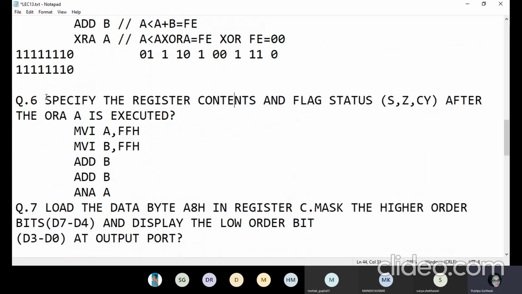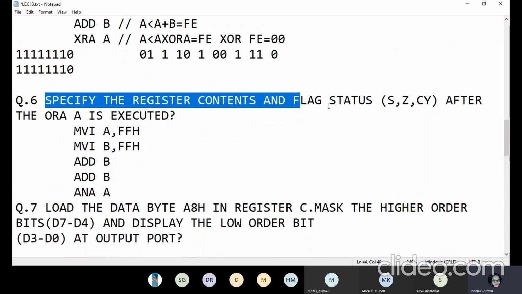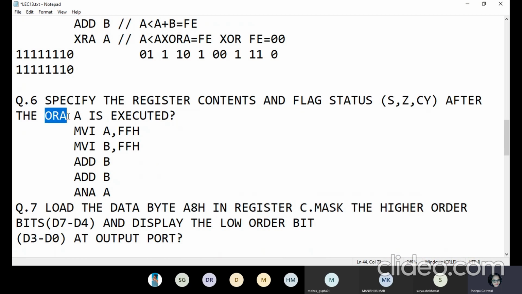Okay, now the next question is, specify the register content and the flag status after the execution of ANA A. Okay, so assume the same content will be there, but the only difference is that you have to do 2 times addition. So right now A plus A, what will be the content? FE. Then again what they said, again we have to add A plus B. So A equals A plus B. So current A is FE right now. So what do you have to do? FE plus FF. Now tell me what will be the answer for that? FD. Sorry?